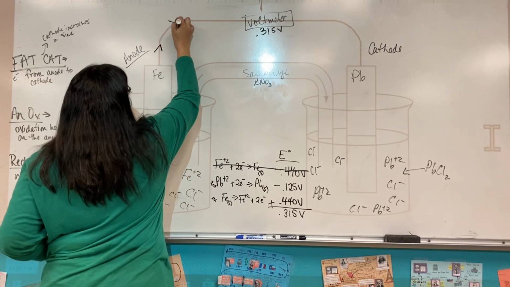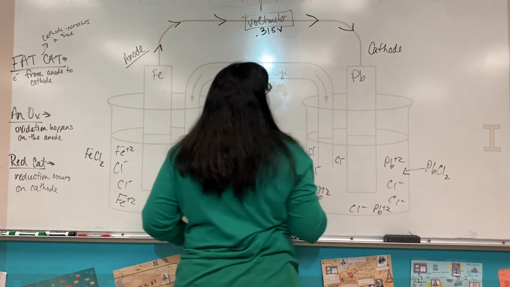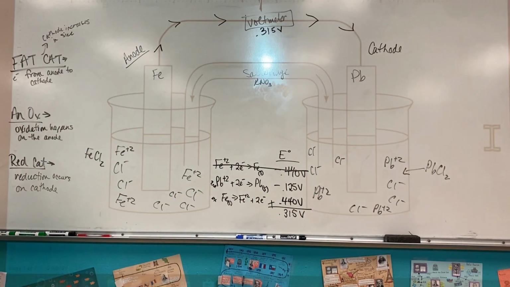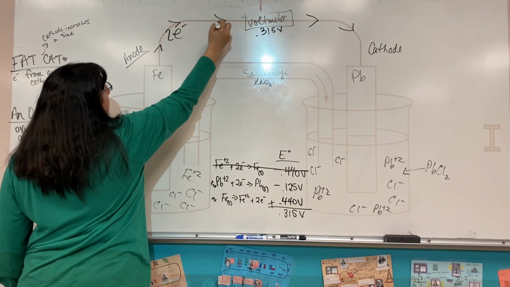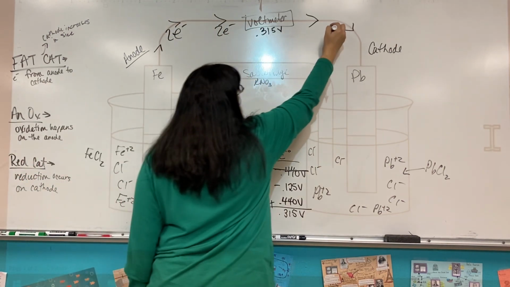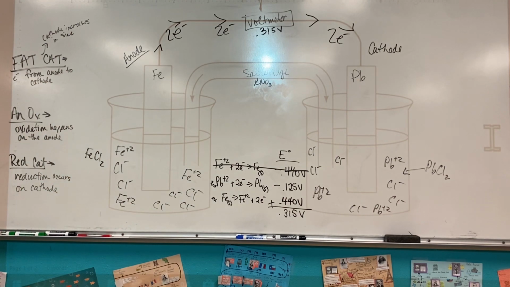From the anode to the cathode. How many electrons? 2 electrons. Okay, so this is flipped versus what we had a second ago. And it's fine. It doesn't matter. They can go one way or they can go the other. That's why you have to figure out what is the anode, which one's the cathode. All right, so fat cat. What's the cathode going to do?